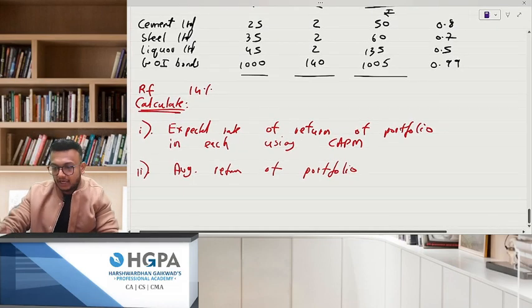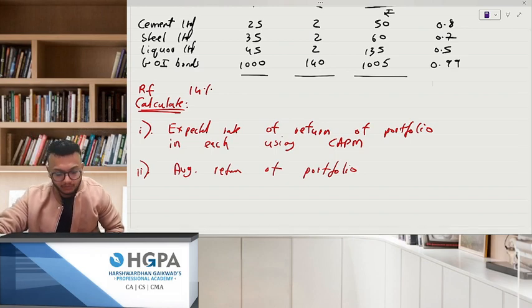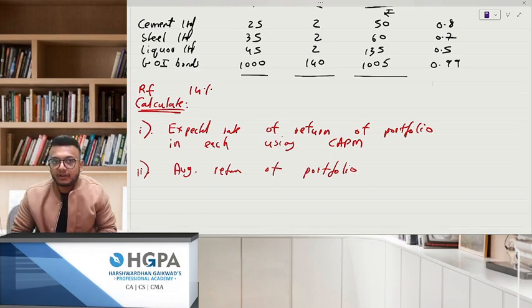So please write down. It is assumed in the given question that the above four securities.